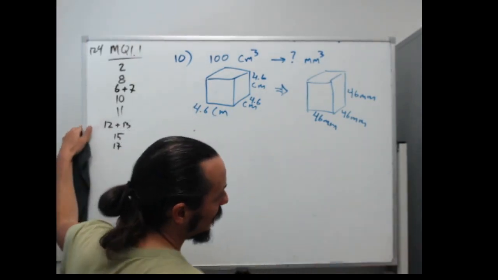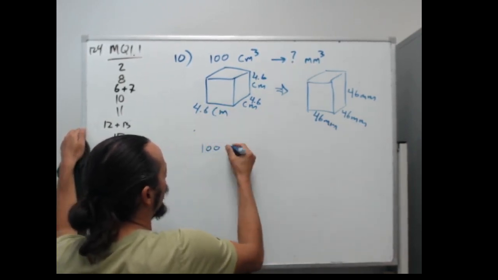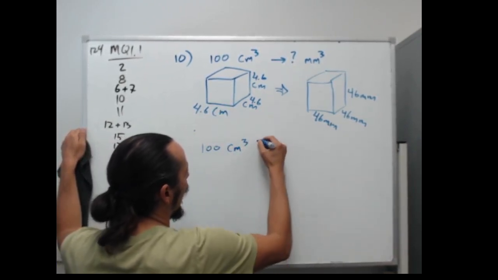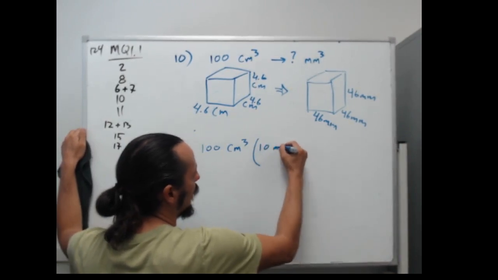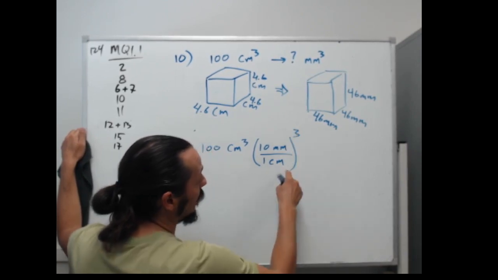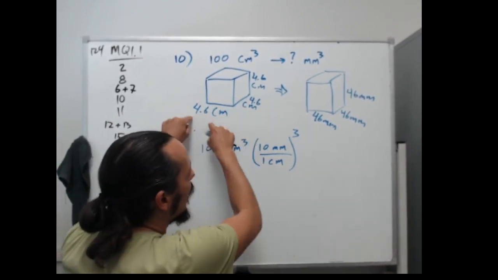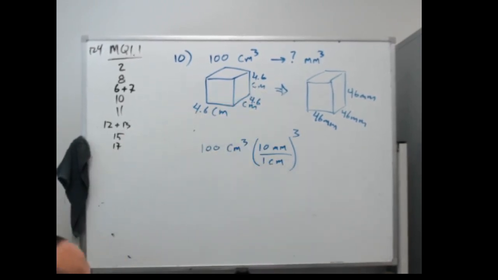The other way to do it, once we realize there's this dimensionality to it, is we can take 100 centimeters cubed, and I just take my conversion of 10 millimeters per 1 centimeter, and I cube that conversion to get it on 1, 2, 3 dimensions. So I convert it there, there, and there, and that will take care of it all at once. So it's not just off by a factor of 10, it's off by a factor of 1,000. So you end up with 1 times 10 to the 5th millimeters cubed.